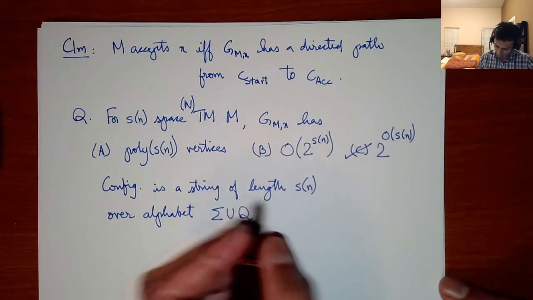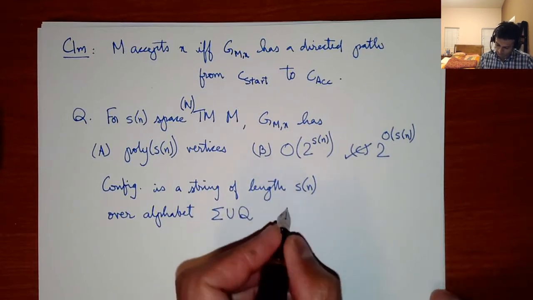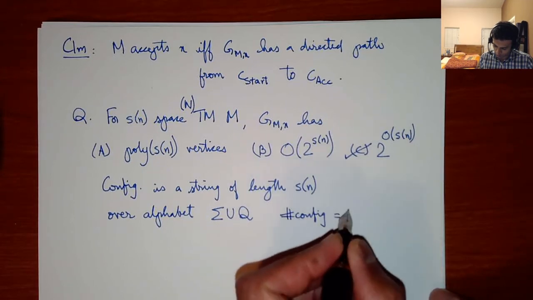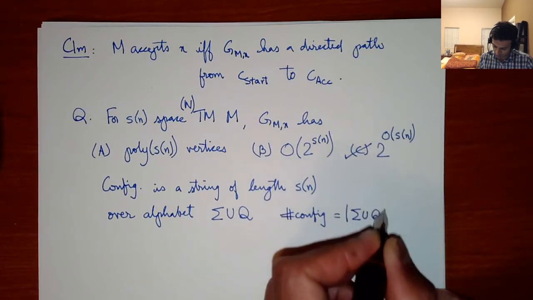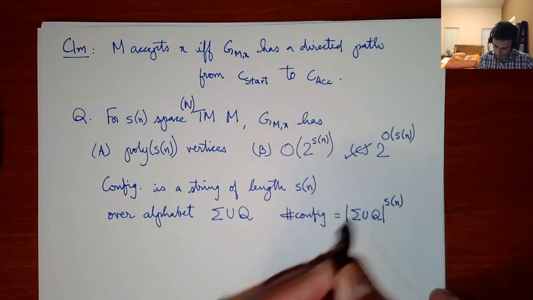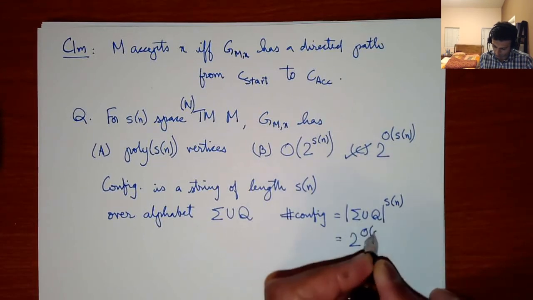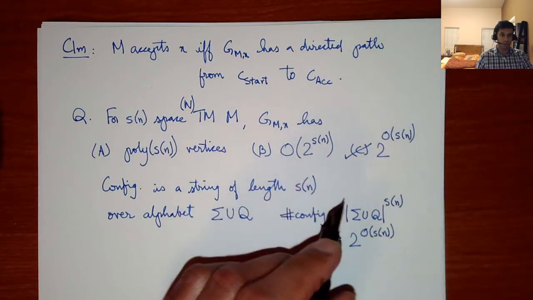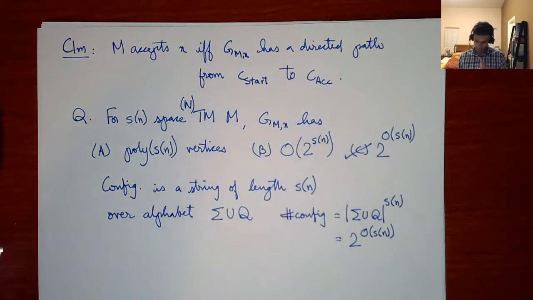So therefore, the number of total configurations, like the right bound, is the sum of this quantity to the power Sn, which is 2 to the O of Sn. It's not O of 2 to the Sn, it's 2 to the O of Sn. Okay?